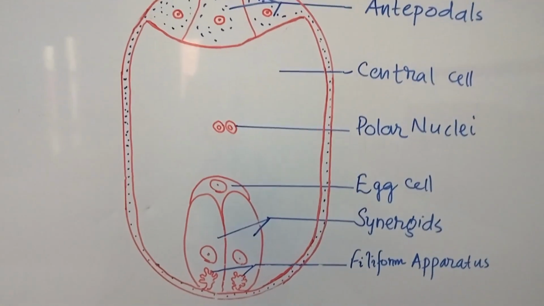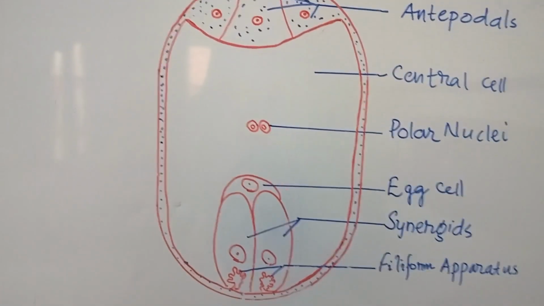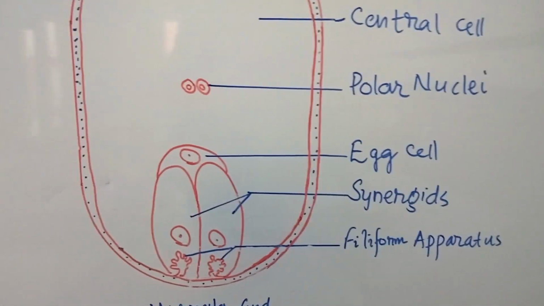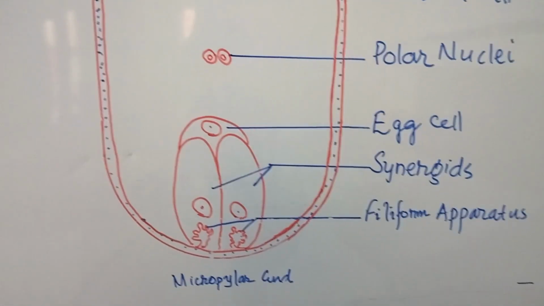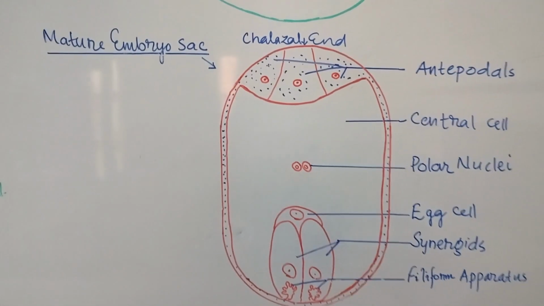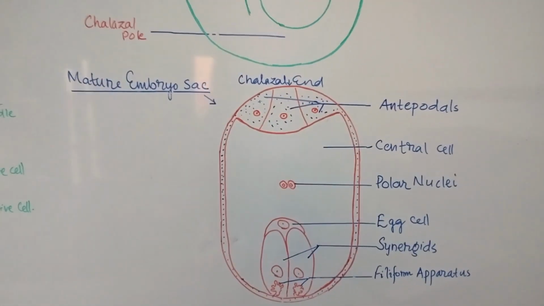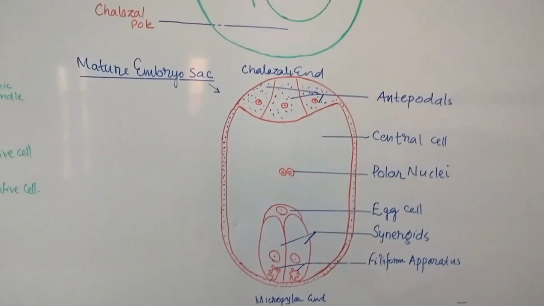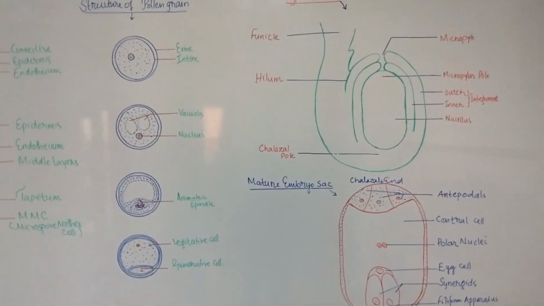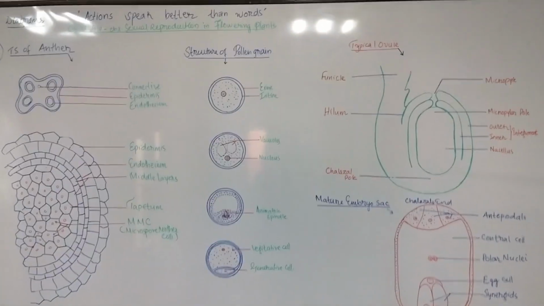Coming to the lower region or the micropylar end, here we have 3 sets of cells with the egg cell in the center and 2 synergids with the filiform apparatus, which will be receiving the pollen tube. Okay, the male gametes will be entering into this for the double fertilization. So this is the important diagram based explanation for the chapter.